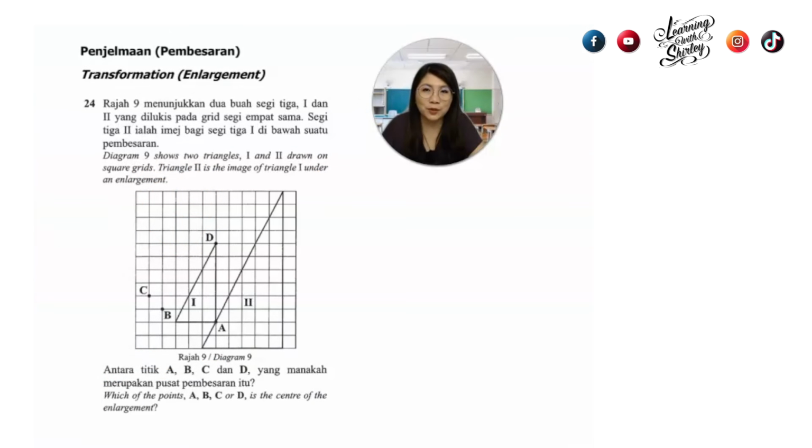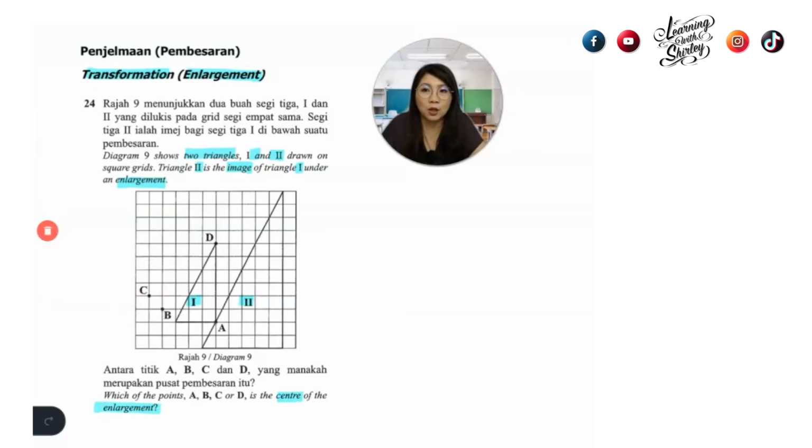Let's look at question number 24. Okay, so this chapter is transformation, and it's related to enlargement. Let's read the question. Diagram 9 shows 2 triangles, 1 and 2, drawn on square grids. Triangle 2 is the image of triangle 1. So triangle 1 is the object under an enlargement. Which of the points A, B, C, or D is the center of the enlargement?